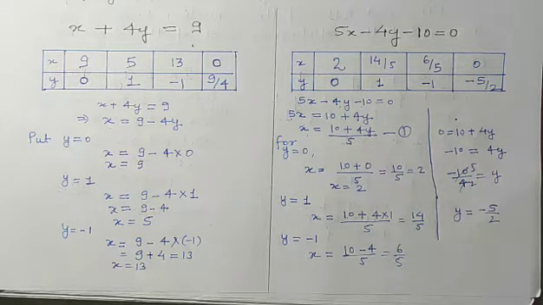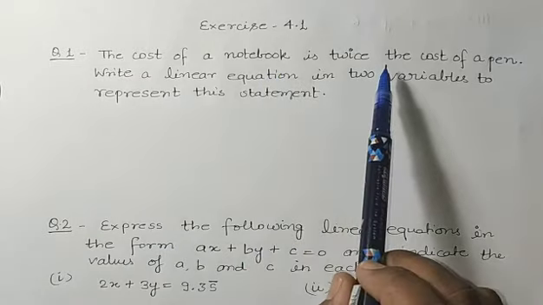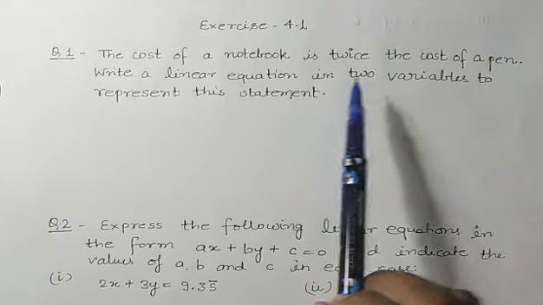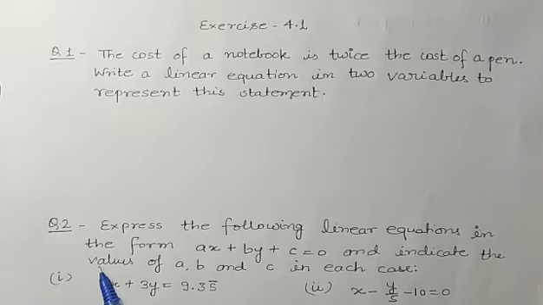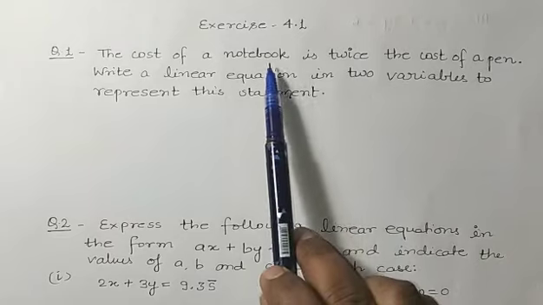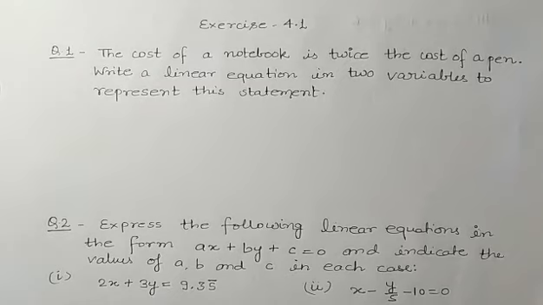Now students, coming to the first exercise of this chapter, that is 4.1. The first question of exercise 4.1, students: the cost of a notebook is twice the cost of a pen. Write a linear equation in two variables to represent this statement. We have to write a linear equation, and that equation must satisfy the condition that the cost of the notebook should be twice the cost of a pen. So let us see.